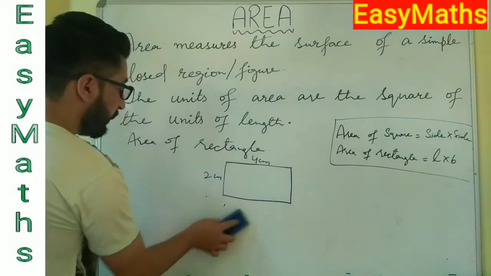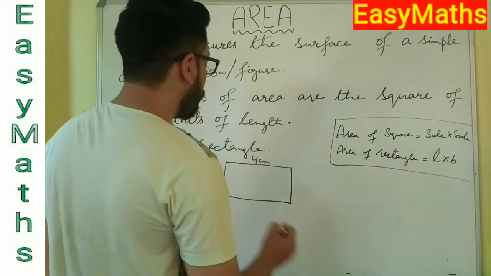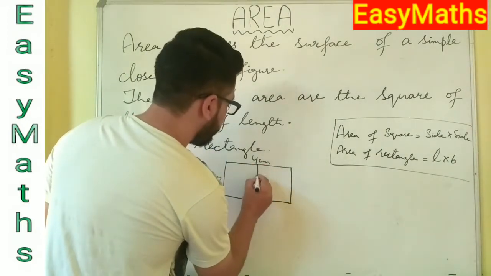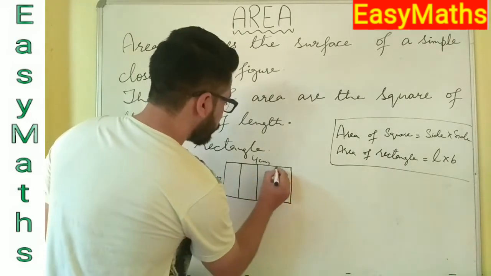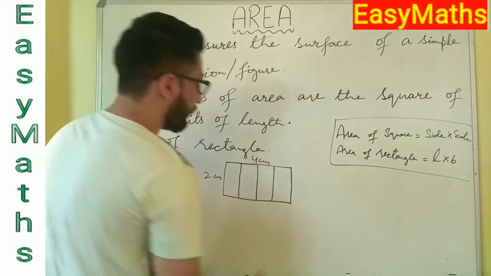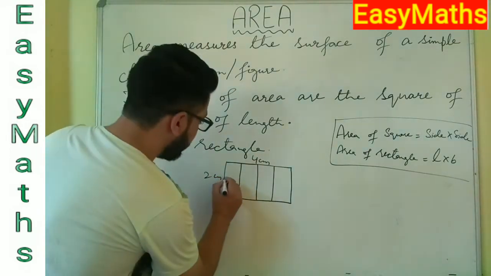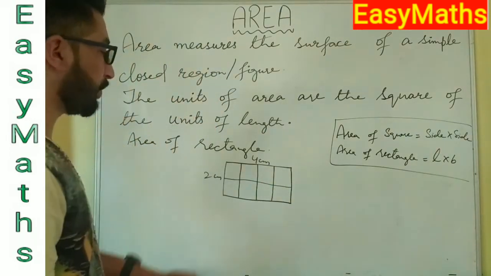Here we will do the same process as we did in the square. So what is the length here? That is 4 centimeter. We will divide this length in 4 equal parts. So I have divided this in 4 equal parts now. What is the breadth here? That is 2 centimeter. So I will divide this in 2 equal parts. So I have divided this in 2 equal parts.